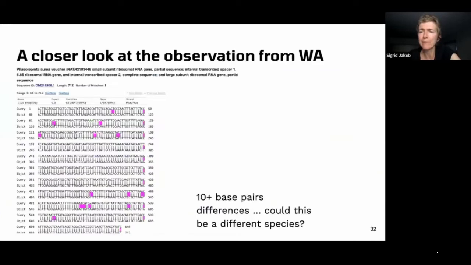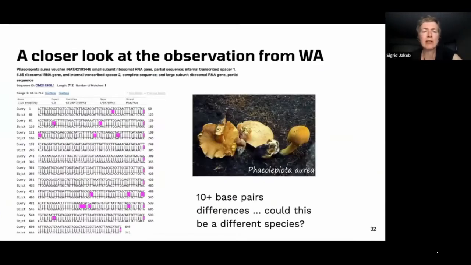So I look at the Washington sequence and compare it with mine. So this is a direct comparison. The pink bits are where they diverge. And I'm counting over 10 base pair differences between the sequences. That's a lot. That's like 10 mutations since they had a common ancestor.